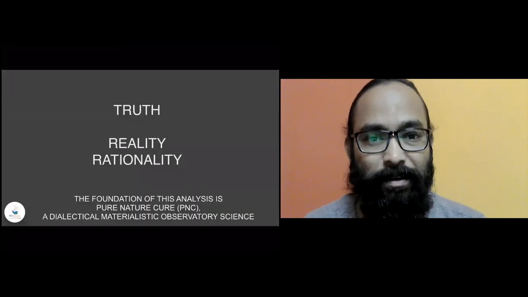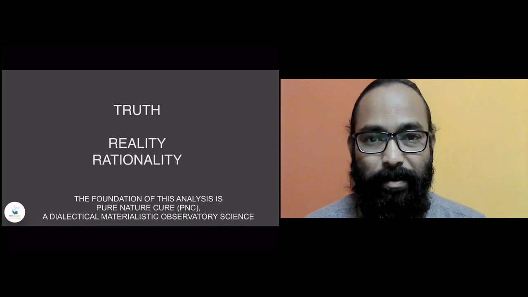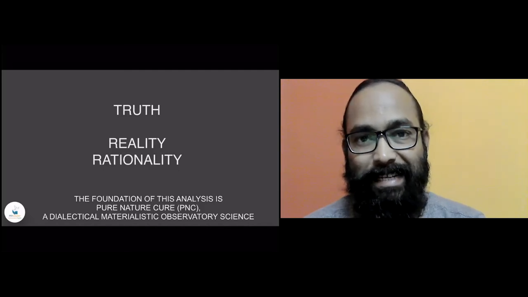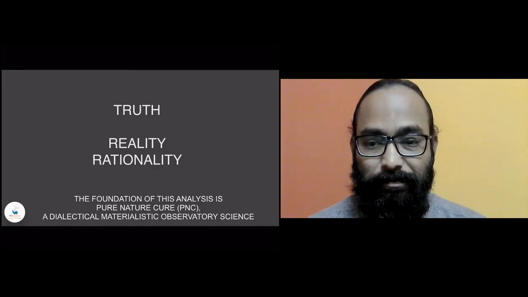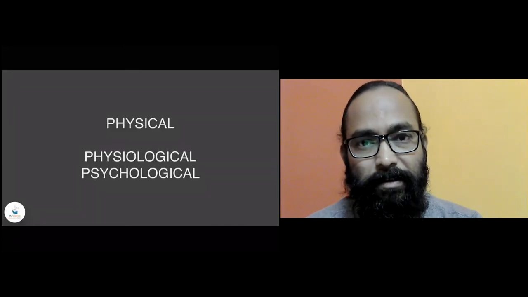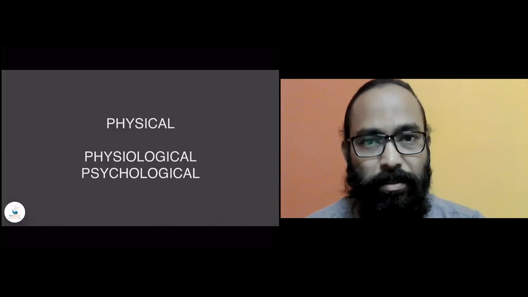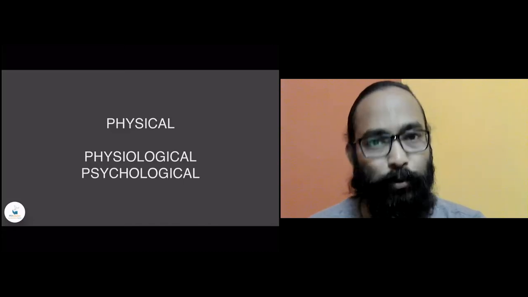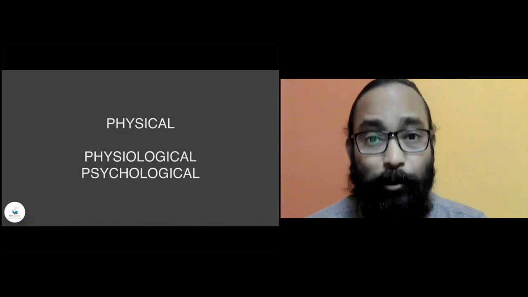Let's talk about truth, reality, and rationality. Obviously, the foundation of this analysis is pure nature, pure science. It's a dialectical, materialistic, observatory science. Before going to the main topic, let us try and understand a few terminologies based on our three layers of existence. Those three layers are physical, physiological, and psychological.